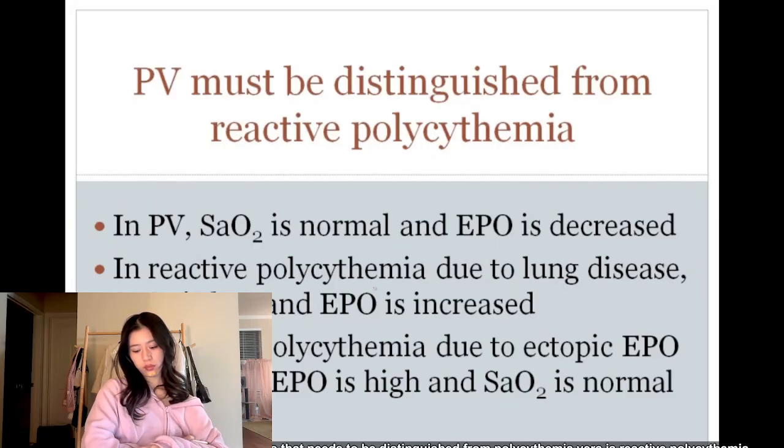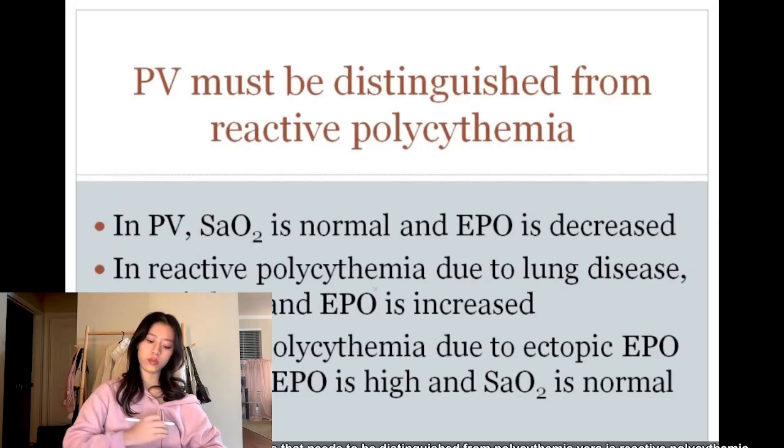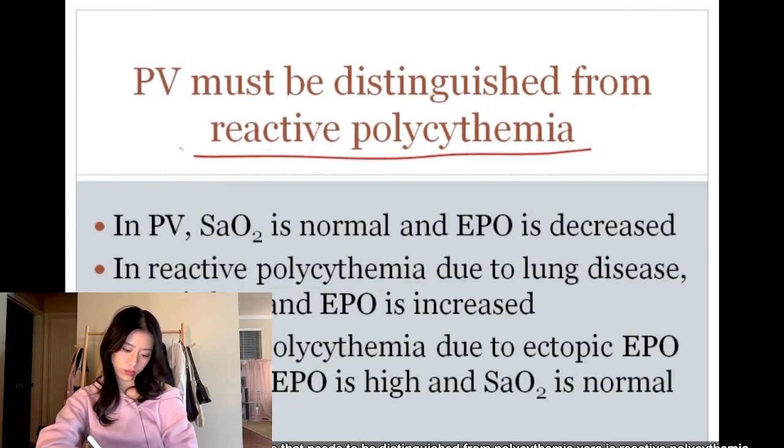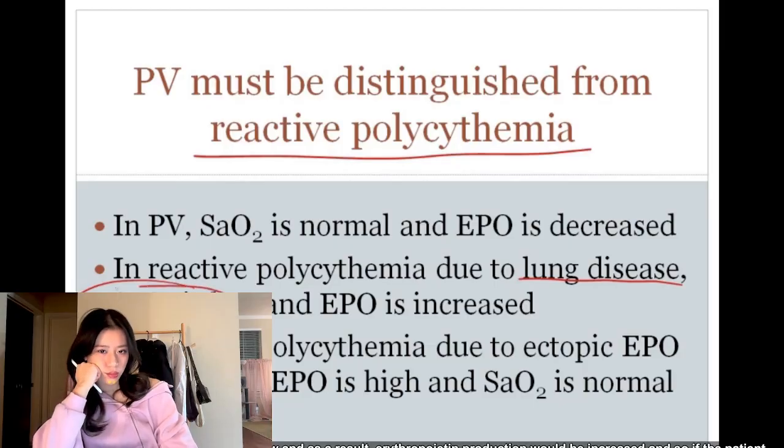One of the important states that needs to be distinguished from polycythemia vera is reactive polycythemia. Basically, the idea here is that the increased red blood cell mass or count could be due to a reactive condition. For example, let's say that the patient has lung disease, and because they have lung disease, they have hypoxia. And so if they have hypoxia, the SaO2 would be low, and as a result, erythropoietin production would be increased. So if the patient has a reactive polycythemia due to lung disease, then we would expect that the SaO2 would be low, and that the erythropoietin, which is driving that reactive polycythemia, would be increased.